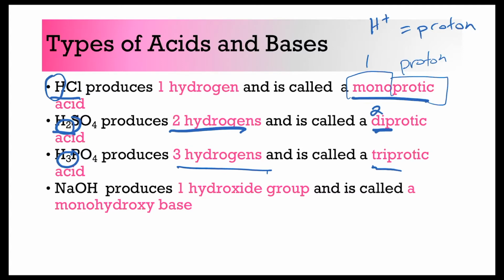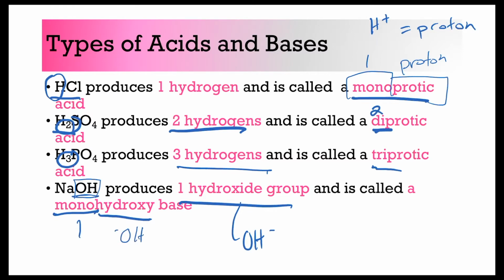If we're going to look at bases, it works the same way. NaOH gives off one hydroxide group, and hydroxide is that OH minus. So we call it mono, which means 1. Hydroxy is talking about the OH, so a monohydroxy base.